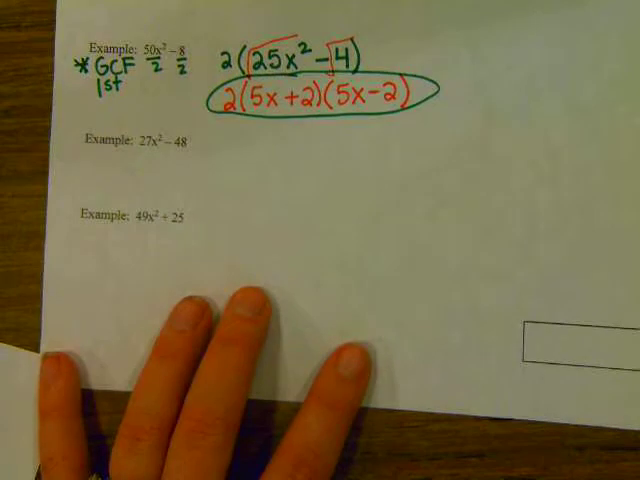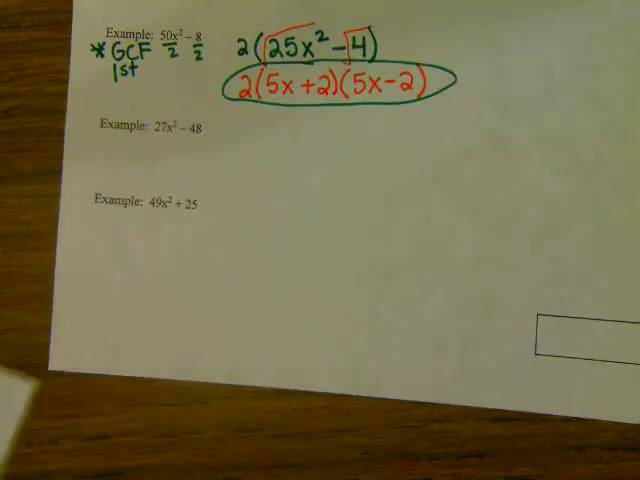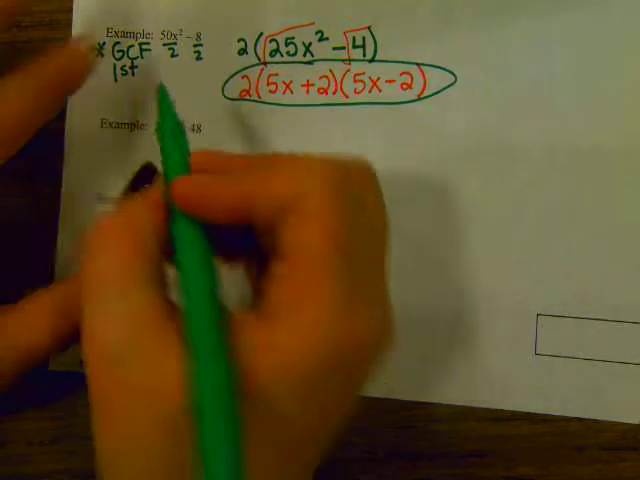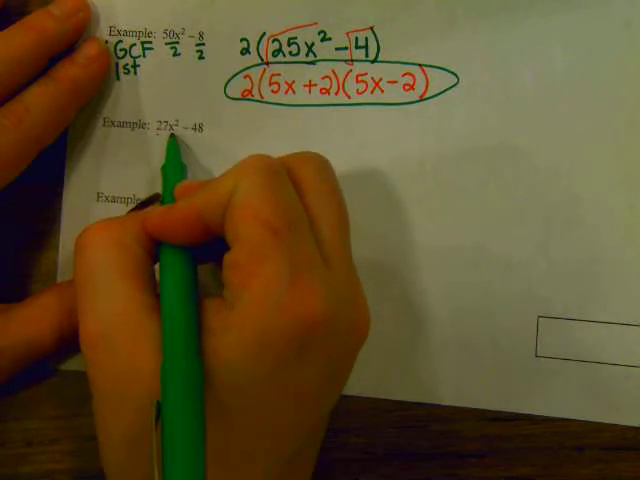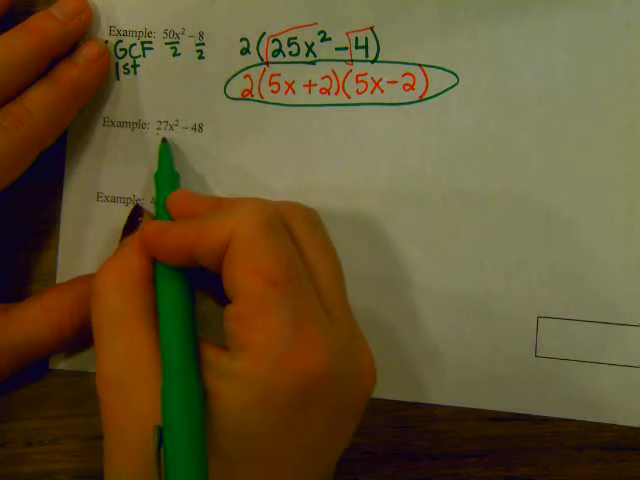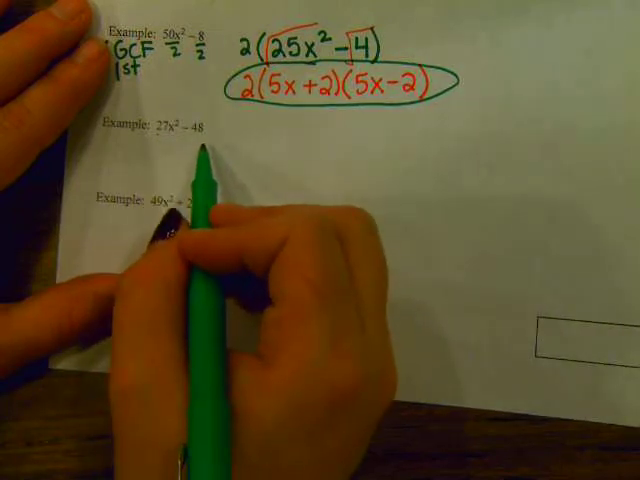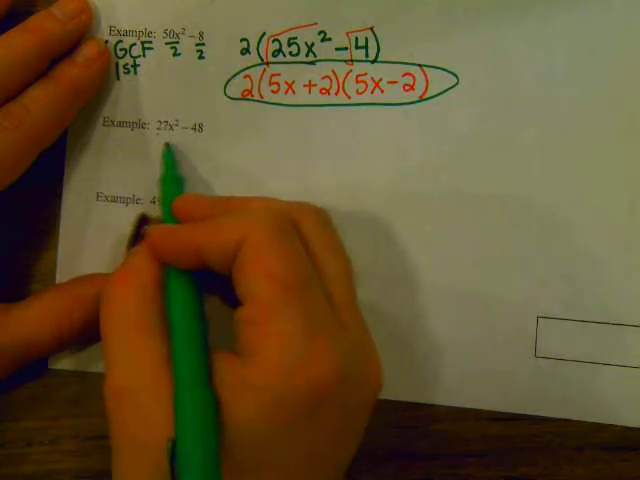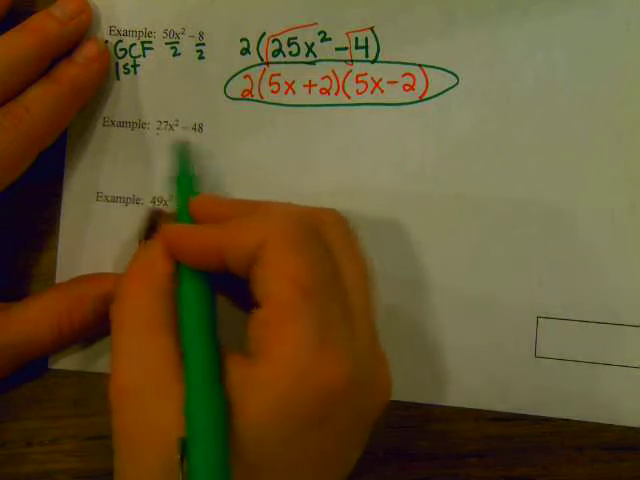So again, you can only do it if you can do the square root and there's subtraction. Like here again, guys, 27x squared minus 48. You can't do the square root of 27. You can't do the square root of 48. But there is a number that goes into it. It's a little harder, but 3 will go into both of these.